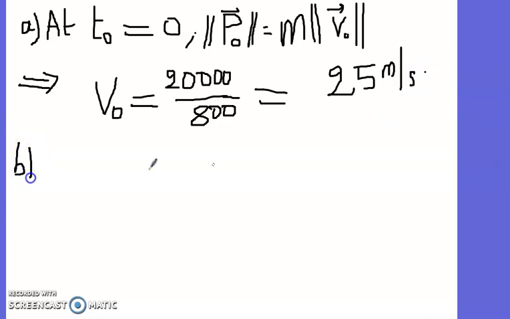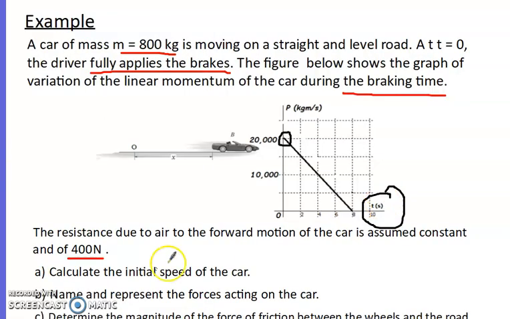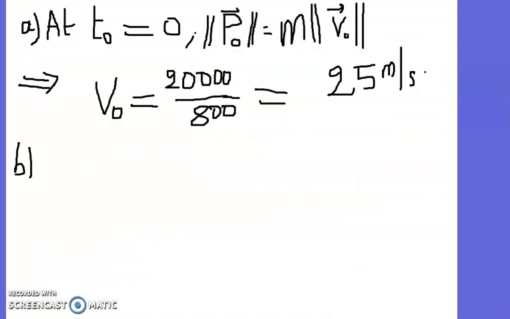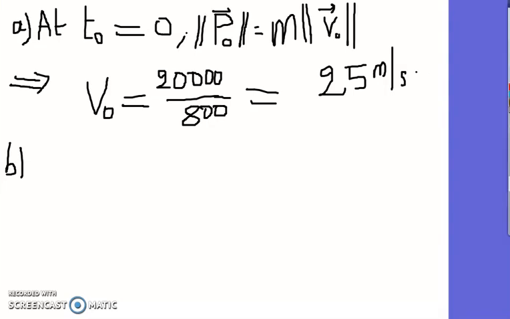Part B. Name and represent the forces acting on the car. Okay, here's my car, don't forget. Moving on x-axis. So here, let me use a vector. This is x prime x, okay? And here is my car, say, which can be represented by the particle model.